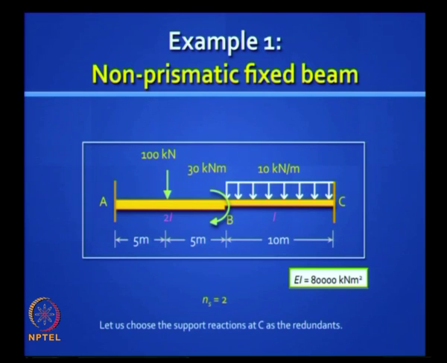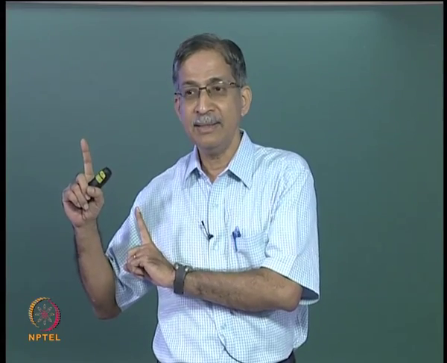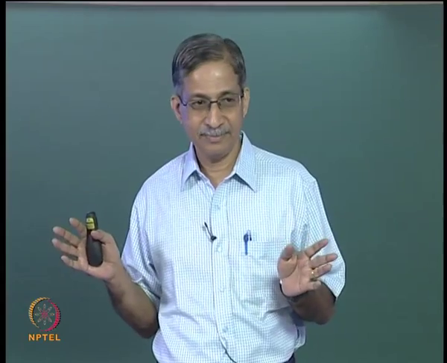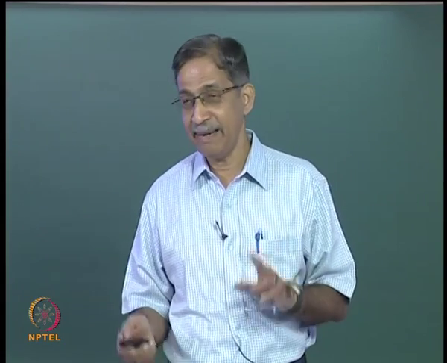Okay. So we will release at C, then the structure becomes statically determinate, and then we treat those two redundants as loads of unknown magnitude. That is the trick. Fx is also now treated as a load on the primary structure, but its magnitude is not known. Fa is known.